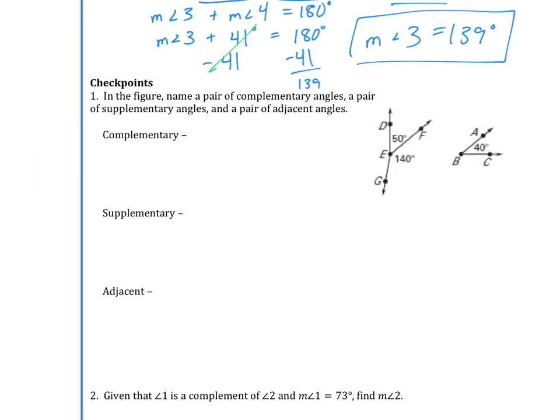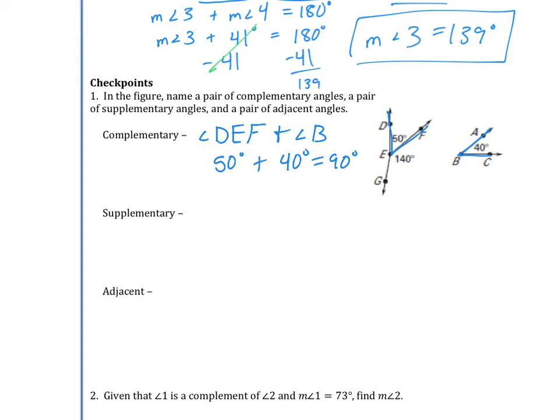Then there's a couple checkpoints that we can run through quickly. Complementary angles would be angles that add to 90. So it would be the two blue angles, angle DEF and angle B, because 50 degrees plus 40 degrees is 90 degrees.